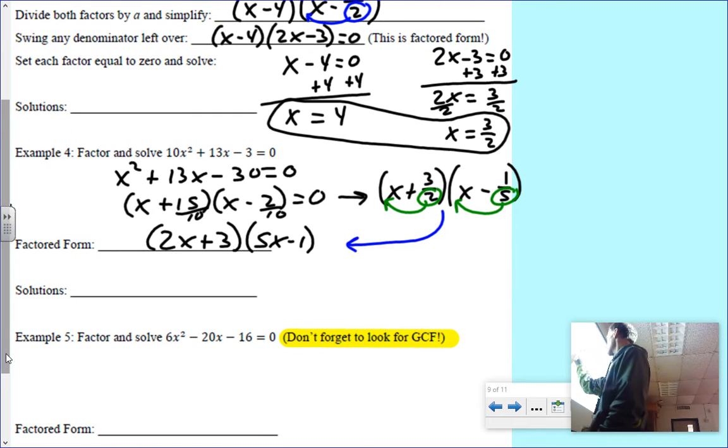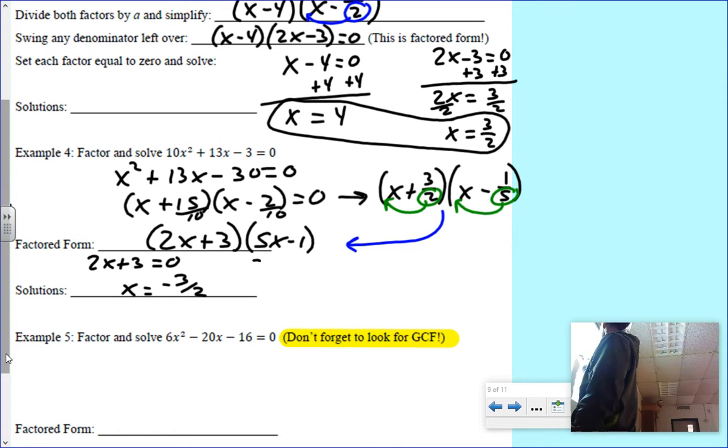For the solutions, 2x plus 3 equals 0. Subtract 3, divide by 2, so you have x equals negative 3 over 2. Same thing on this one, 5x minus 1 equals 0. Add 1, divide by 5, so x equals 1/5.